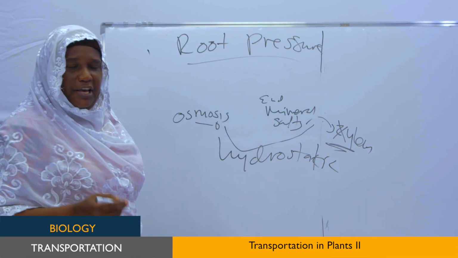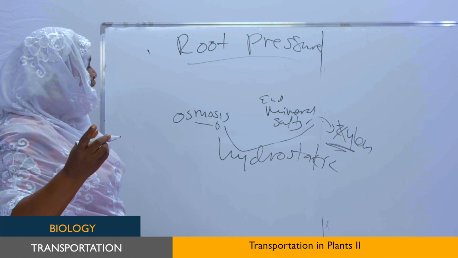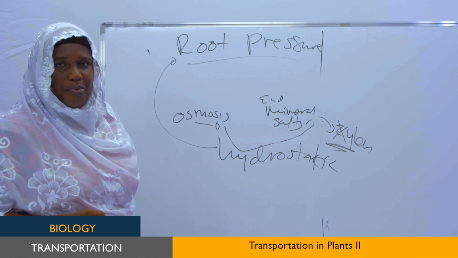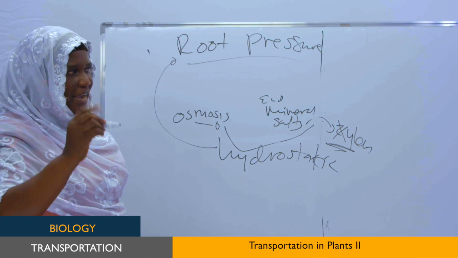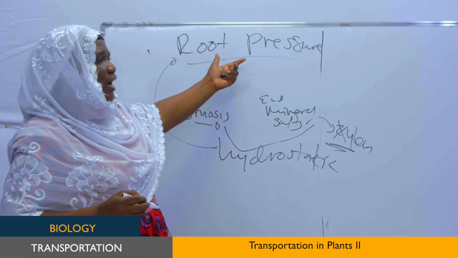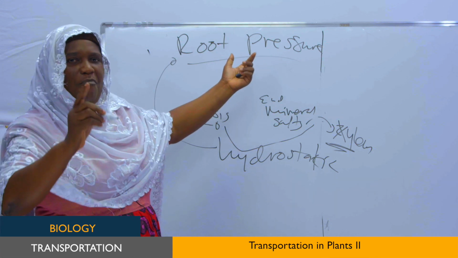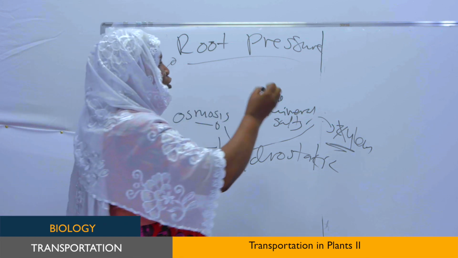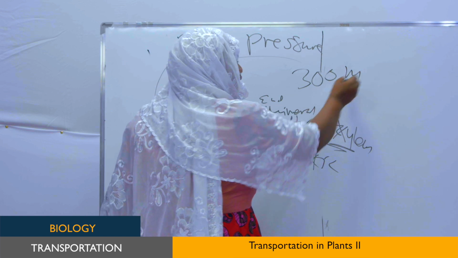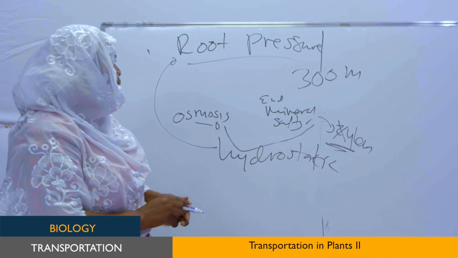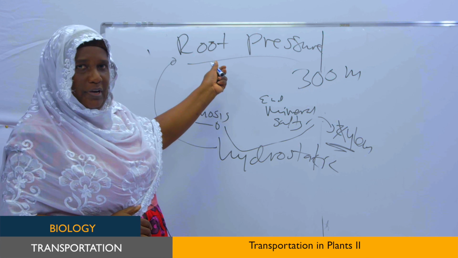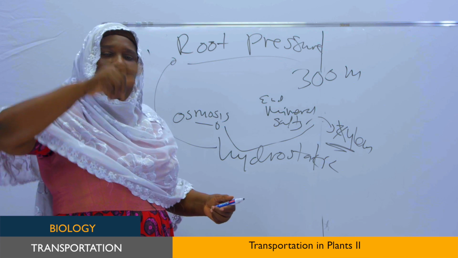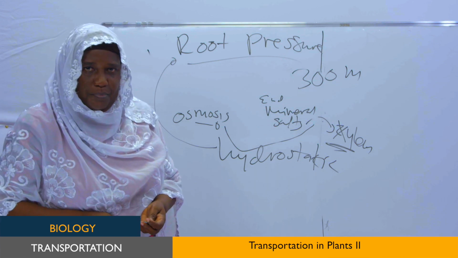Hydrostatic pressure will be created. That hydrostatic pressure is the one which builds the so-called root pressure. But mind you that root pressure cannot account for movement of water up to the higher stems. Let's say 300 meters cannot be accounted for by root pressure. It means another force is needed in order to push water higher in the stem.